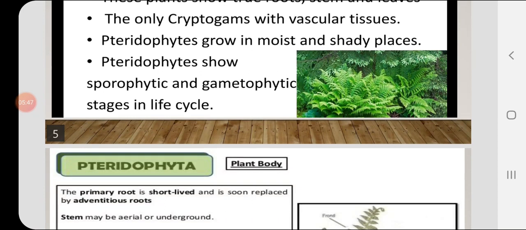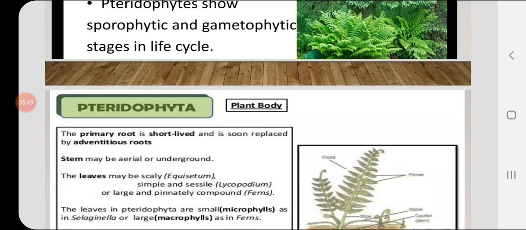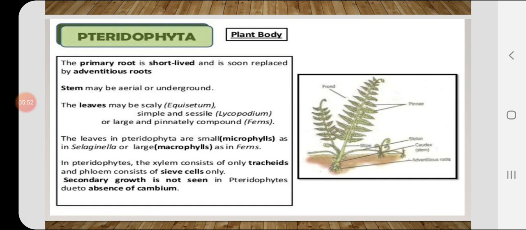Before studying the stages of the life cycle, let us see the plant body of pteridophytes. How is the plant body of pteridophytes? The primary root is short-lived and is soon replaced by adventitious roots. That means the primary roots die within a very short period of time, and they are very soon replaced by adventitious roots.